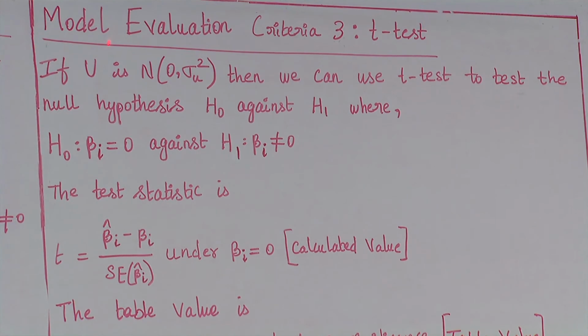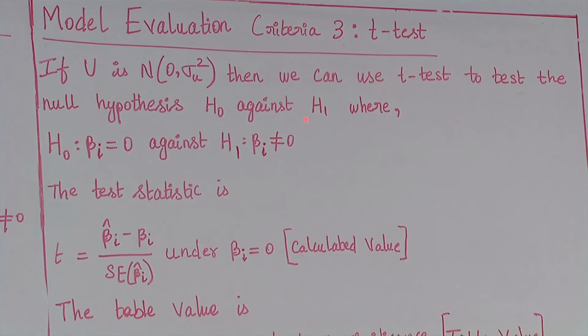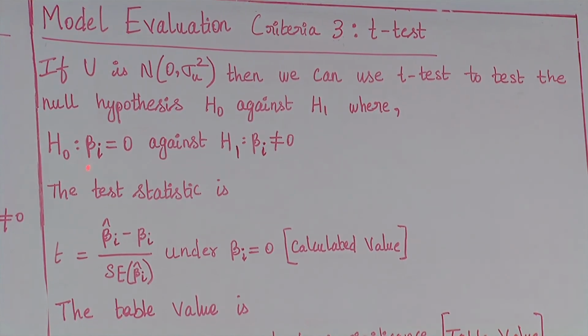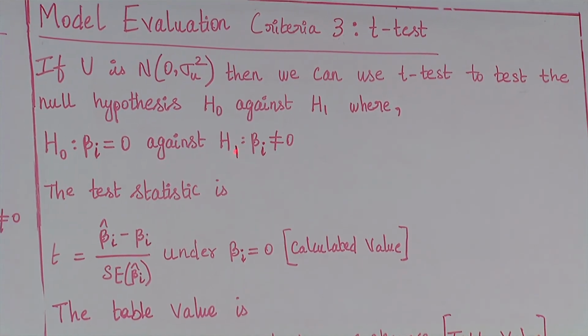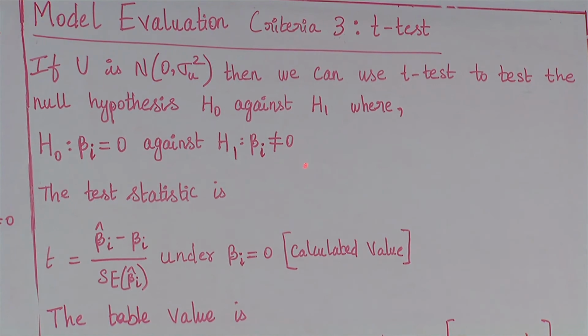The MLRM model is also evaluated using a third criterion, criterion 3, which is the t-test. So, if u, the disturbance term, is normally distributed with 0 mean and variance sigma u square, then we can use the t-test to test the null hypothesis H naught against the alternative hypothesis H1, where H naught is beta i equal to 0, that is the coefficients are 0, against the alternative hypothesis H1 denoting beta i not equal to 0.